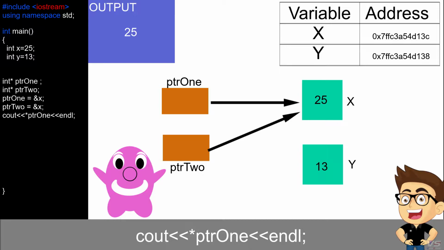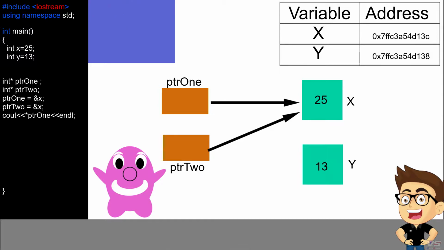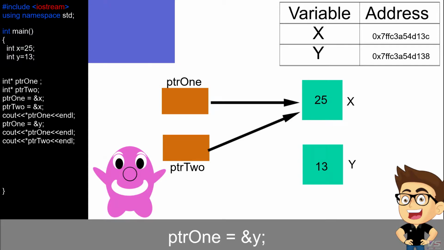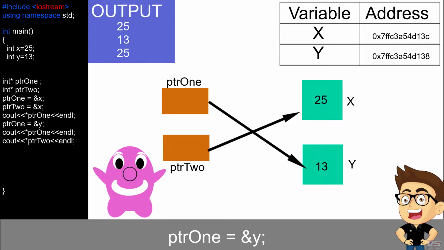Very observant. Okay, Pinky, I think I've got it now. So if I wanted to change what int value the pointer was pointing at, let's say pointer 1, I would just have to set it equal to the memory address of that int value, let's say y. That's it. This would give you the data of X using pointer 1, then Y using pointer 1 again, and finally X again, but using pointer 2.